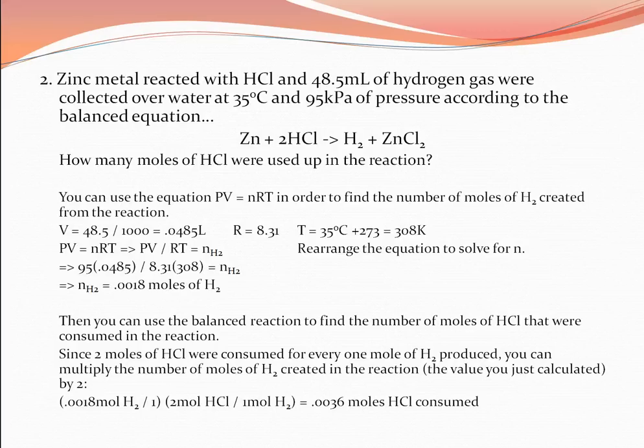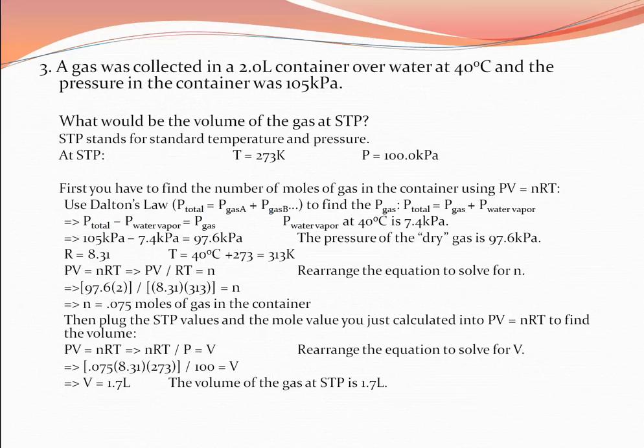Then you can use the balanced reaction to find the number of moles of HCl that were consumed in the reaction. Since 2 moles of HCl were consumed for every 1 mole of hydrogen produced, you can multiply the number of moles of H2 created in the reaction by 2, which is the value that you just calculated. So 0.0018 moles of hydrogen times 2 moles of hydrochloric acid equals 0.0036 moles of hydrochloric acid consumed.